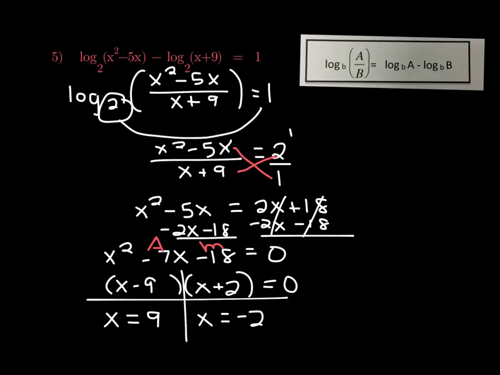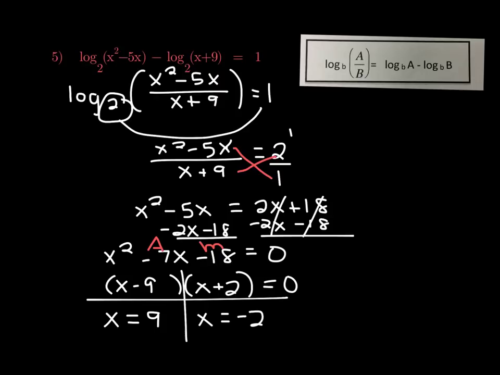Okay, so let's start with the positive 9. If I take positive 9 and plug it in, 9 squared minus 5 times 9 is going to give us a positive value. Okay, if I take the 9 and plug it in here, 9 plus 9 is also going to give us a positive value.